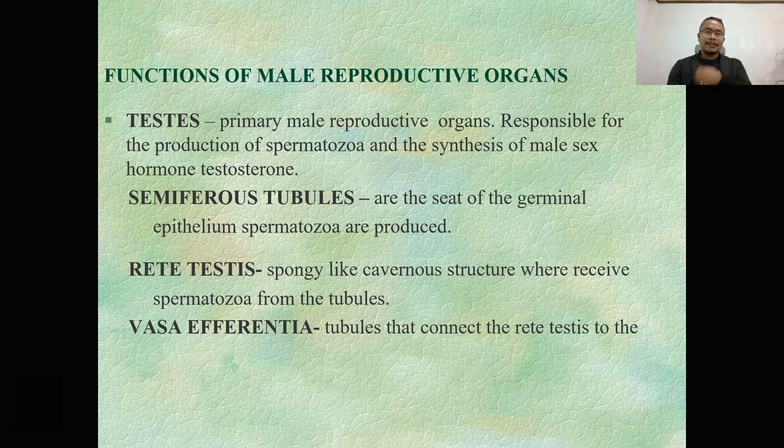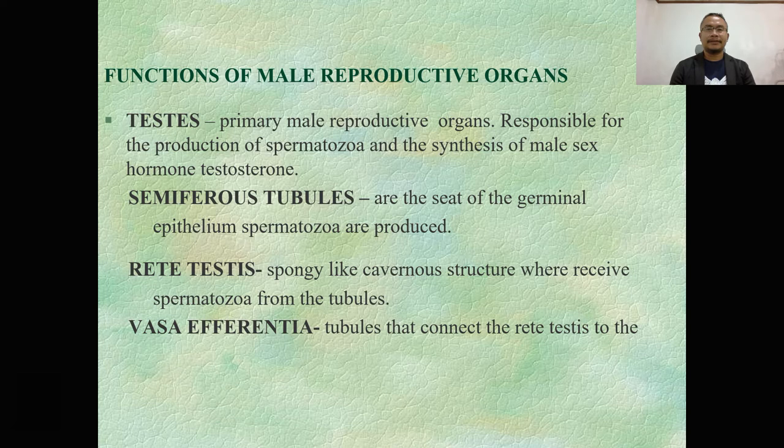The primary male reproductive organs are the testicles, because there are two testicles, responsible for the production of spermatozoa and the synthesis of the male sex hormone testosterone. So it is considered a primary sex organ because it does two major functions of the male reproductive system: the production of spermatozoa and the production of the hormone testosterone.